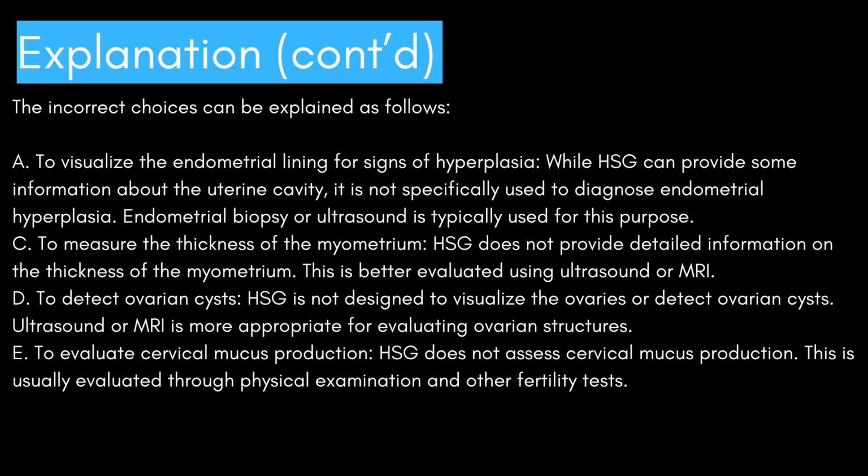D, to detect ovarian cysts. HSG is not designed to visualize the ovaries or detect ovarian cysts. Ultrasound or MRI is more appropriate for evaluating ovarian structures. E, to evaluate cervical mucus production. HSG does not assess cervical mucus production. This is usually evaluated through physical examination and other fertility tests. All right, now that we have covered this question, let's move on to look at the next question.